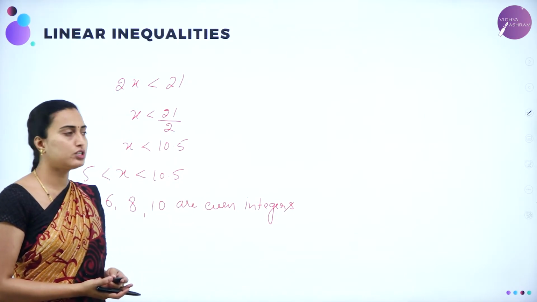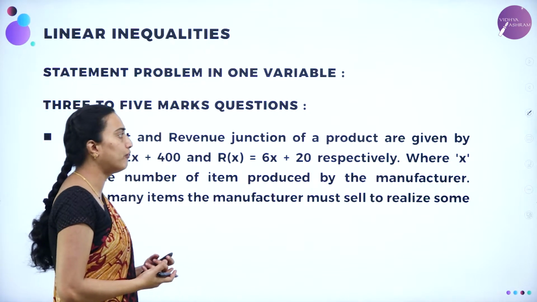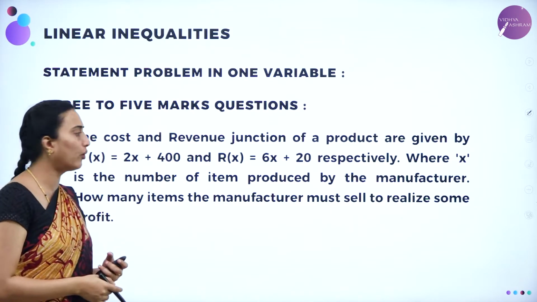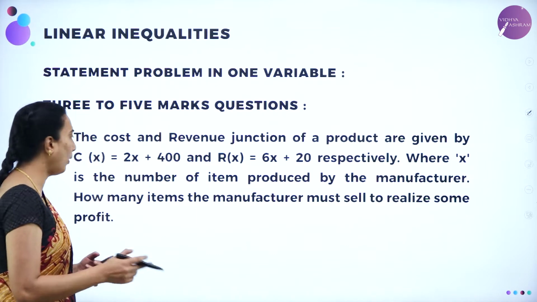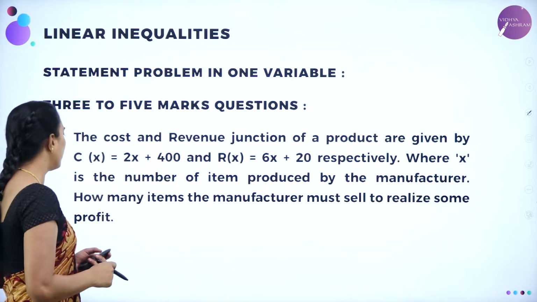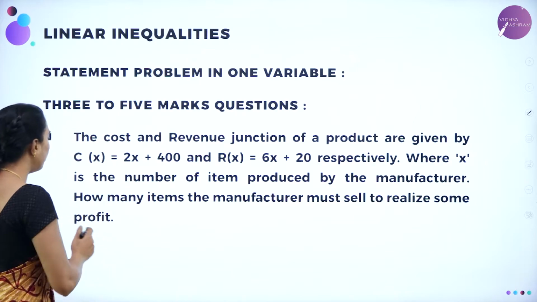I hope you understood this problem. We'll move on to the next one. The cost and revenue functions of a product are given by C of x equals 2x plus 400 and R of x equals 6x plus 20 respectively, where x is the number of items produced by the manufacturer. How many items must the manufacturer sell to realize some profit?